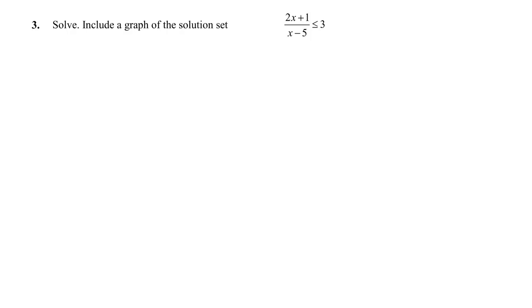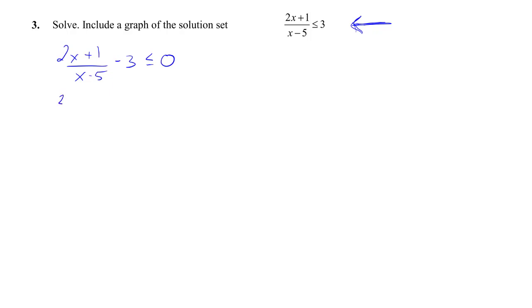Here we have an inequality, but it's a rational inequality. Remember, with a rational inequality, what we have to do is get everything to one side and compare to 0. So (2x + 1)/(x - 5) - 3 ≤ 0. There we set it up as our comparison to 0.